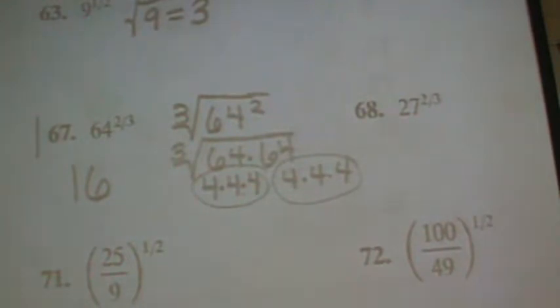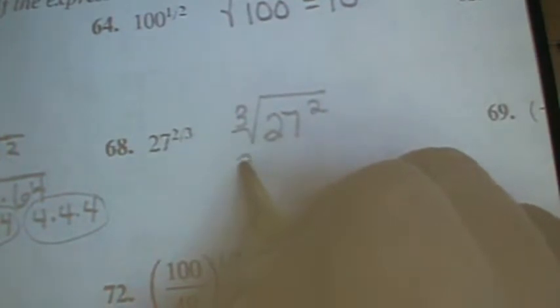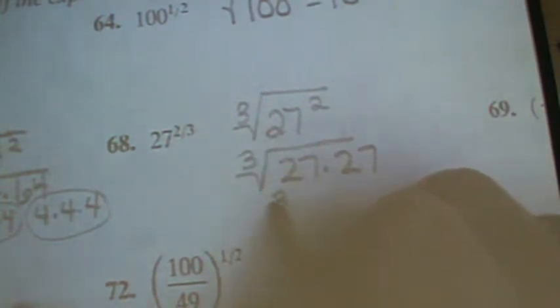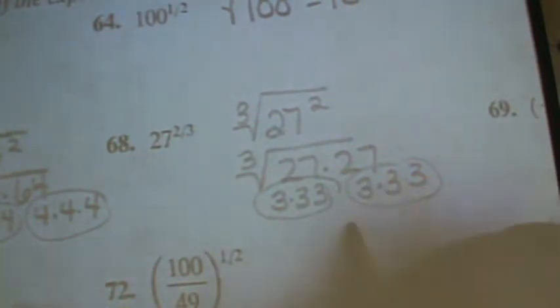Next one. 27 to the 2/3 power. Again, you're taking the cube root of 27, but I've got 2 of them. So I've got 27, 27. Well, one of the 27s is 3 times 3 times 3, and another one is also 3 times 3 times 3. So you got 3 3s here and 3 3s here. So 3 times 3 is 9. That's my answer.